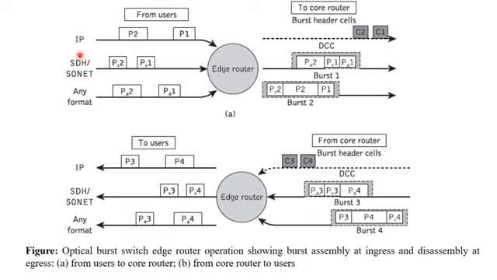Here we have IP, SDH or SONET, and any other format. So three different types of representations from the user, and all of these are connected to the same edge router. We can observe P1, P2, various packets like that reaching the edge router. Now the edge router identifies the destination of these packets. If the destination of these packets belongs to almost the same end edge router, then it combines such packets together to form a burst. That is what we can observe here.